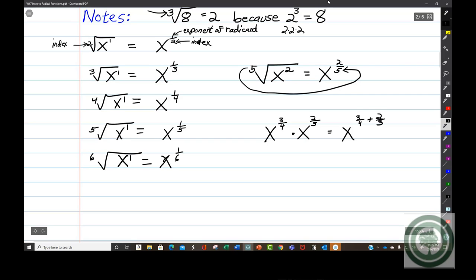But this is the fourth rule. Oh yeah, 8 to the 1/3 power. The cube root of 8 equals 2 can also be written as 8 to the 1/3 power equals 2. They're the same thing.